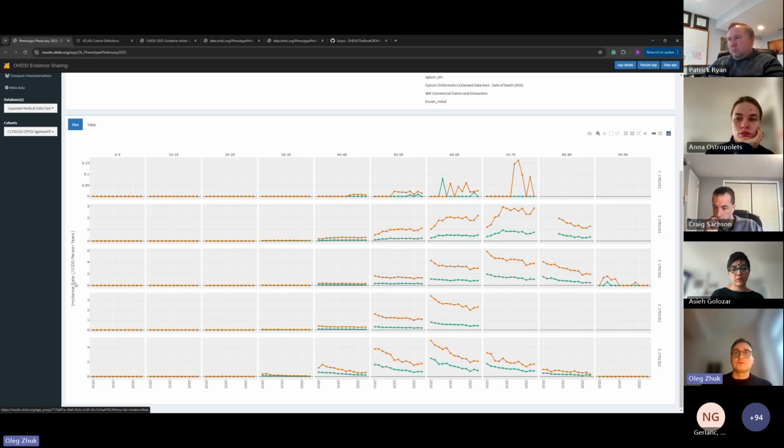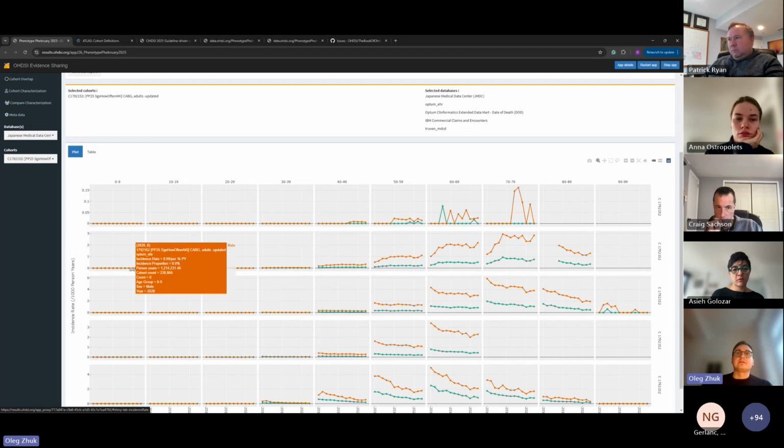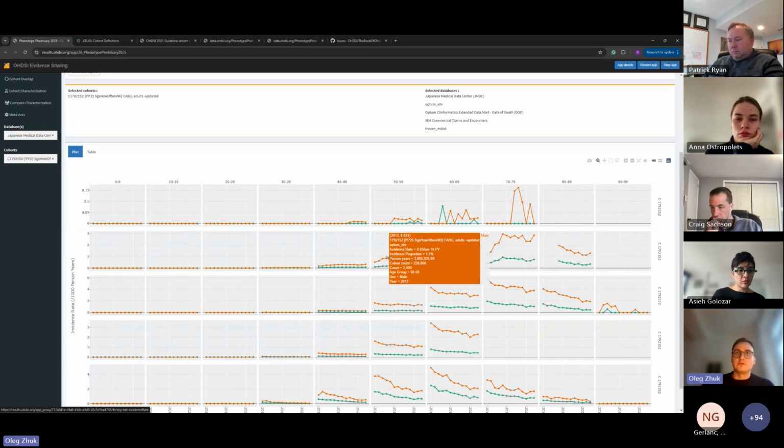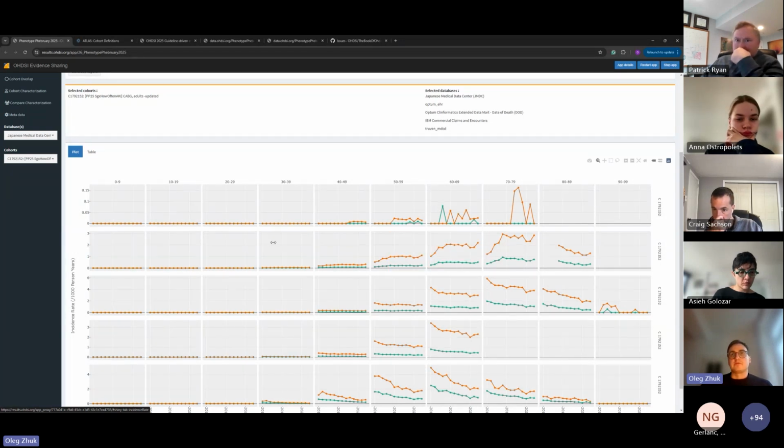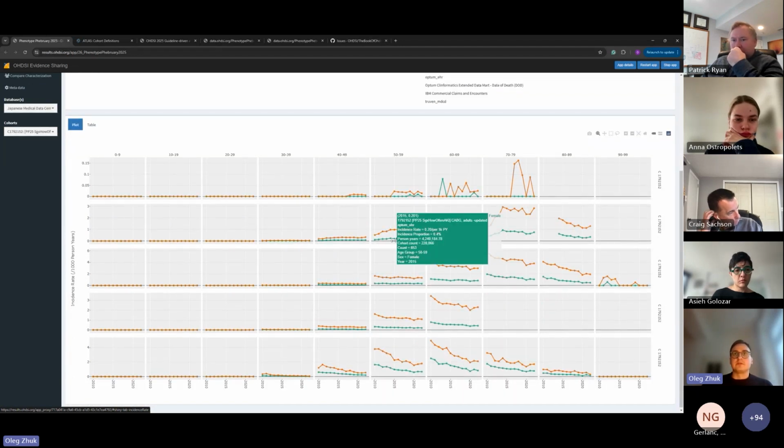What we can also see here is the trends in other databases. For example, if we take Optum EHR, so the second one, as an example, we would see that more male patients, so this orange curve, more male patients undergo coronary artery bypass graft surgery. And this is also, again, expected from the clinical definition. And the green ones are female patients. This is the first trend that we can see across all of the databases.